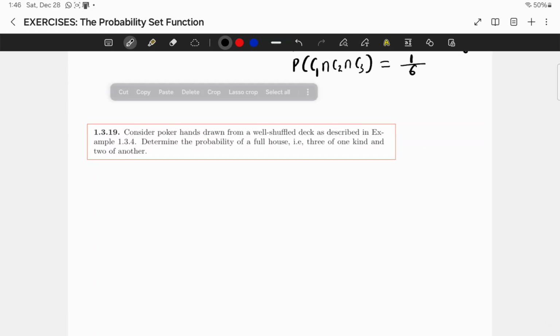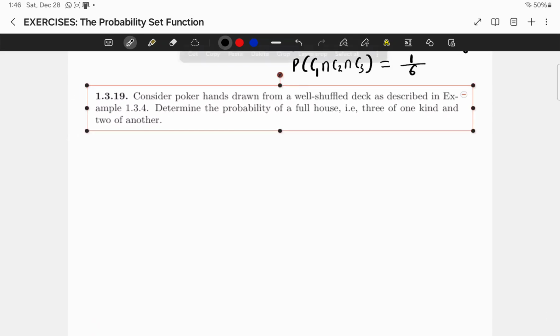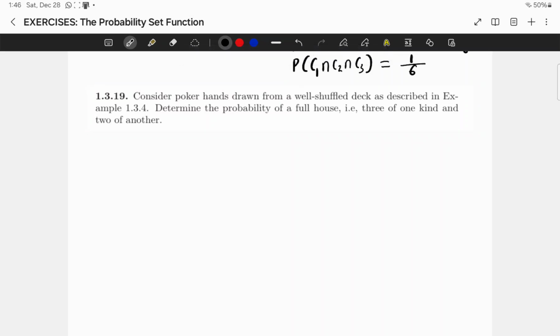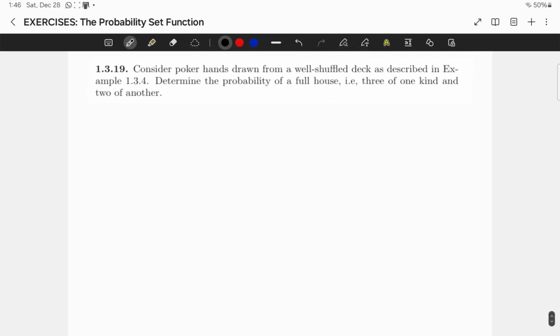Problem 19. We have considered the poker hands drawn from a well shuffled deck as described in our previous example. We have to determine the probability of a full house. A full house means 3 of one kind and 2 of another kind. So we know we have 13 kinds, and we have 4 suits, and then we have 52 cards.